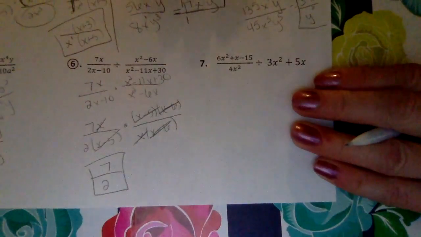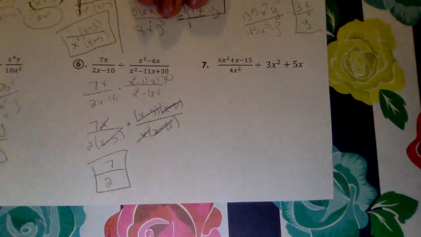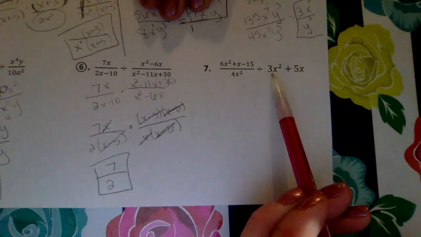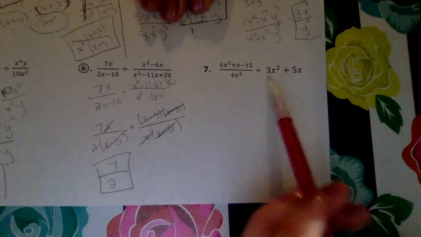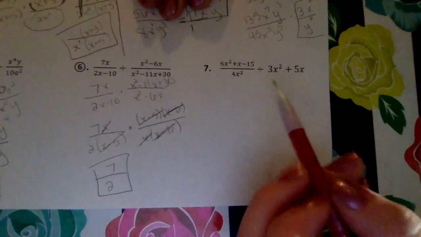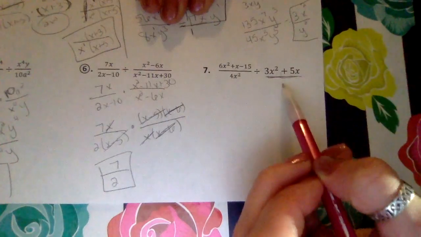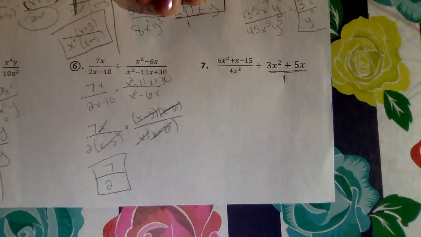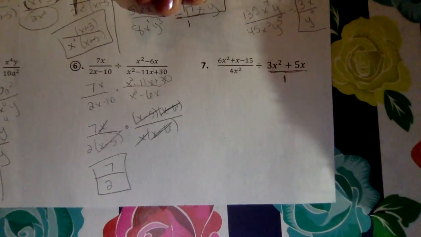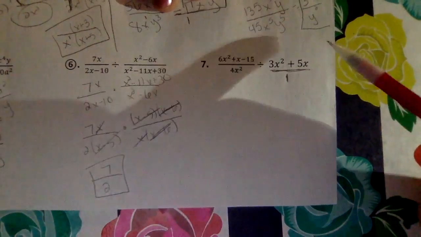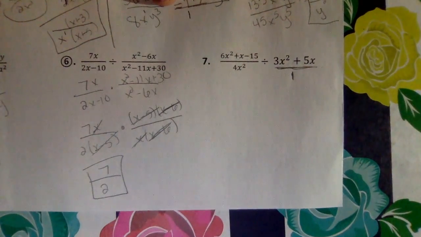Okay, now number 7. So you're going to see a few of these come up on the homework. Make sure you remember, if you only see one thing, like see how this is 3x squared plus 5x, it's not a fraction. We're going to turn it into a fraction. So write it over 1, right? That's the same thing as writing it over 1. So on your homework, if you see any problems where it's not a fraction, turn it into a fraction by putting it over 1. Okay, same directions.